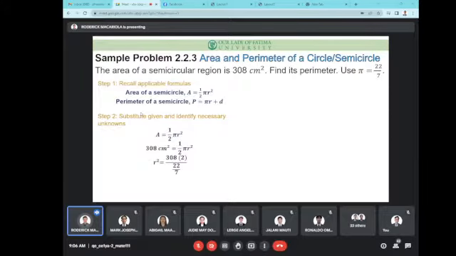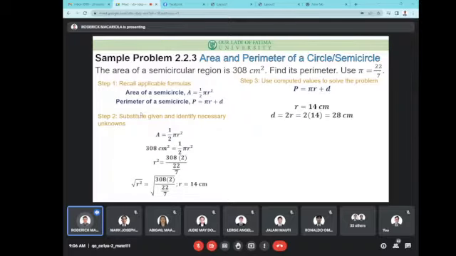308 times 2 over 22 over 7, and then getting the square root of both sides. R is just equivalent to 40 centimeters. And using this value for radius, we will be able to solve for the perimeter. Kasi kung meron na tayong radius, alam na natin na 4 cm yan. At alam natin that D is just twice of the radius, or the diameter is just twice of the radius. Therefore, 2 times 40 equals 28 centimeters.